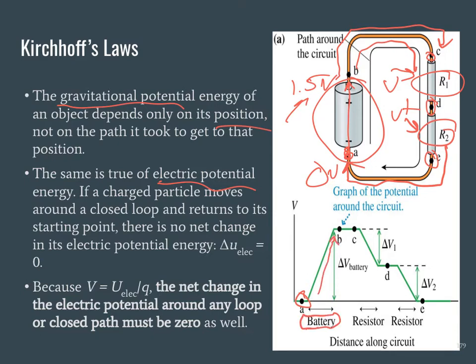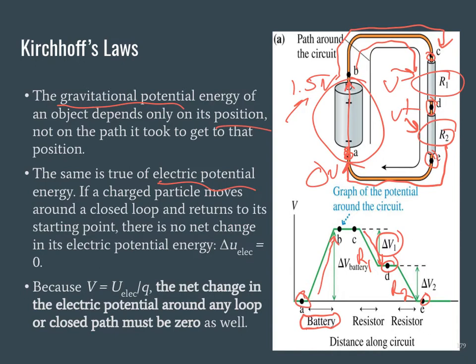This is like me climbing up a hill. Now, as I'm going back down the hill, I'm losing some of that potential energy. In this case, I'm losing voltage. So from C to D, which is resistor R1, I'm losing some voltage, and from D to E, which is resistor R2, I'm losing some voltage.